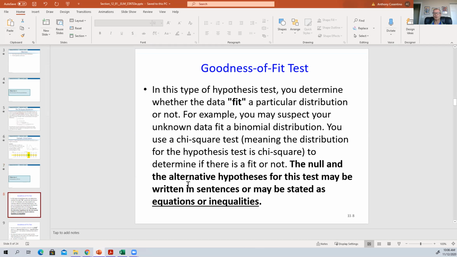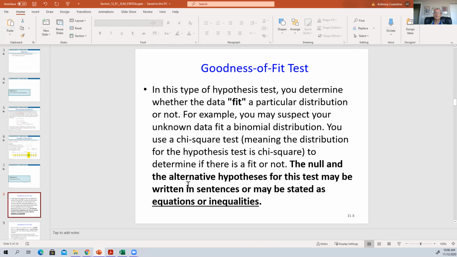This goodness of fit test is a type of hypothesis test that determines the fit of a particular distribution. Typically what we're doing here is working with qualitative data. So we're dealing with categories, ideas. You can assign numbers to categories, but these are more category ideas.